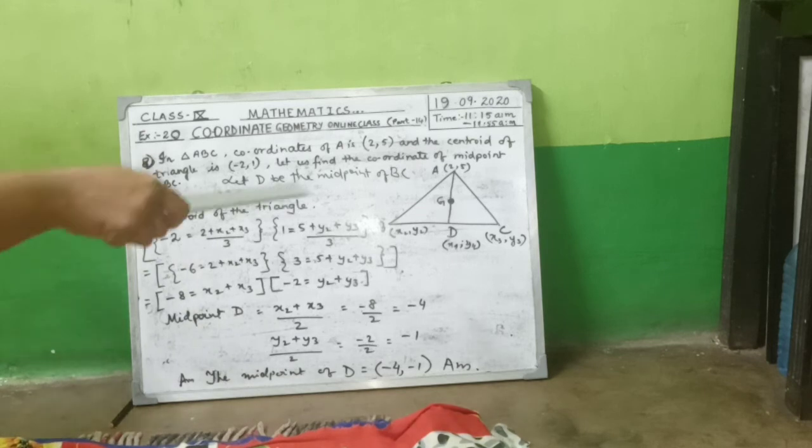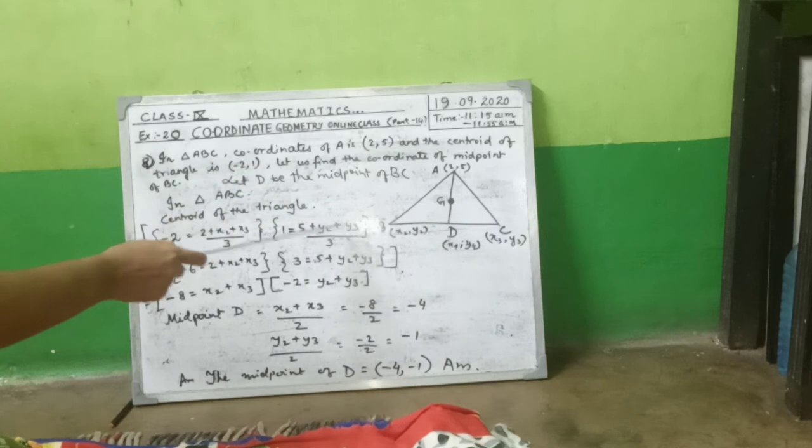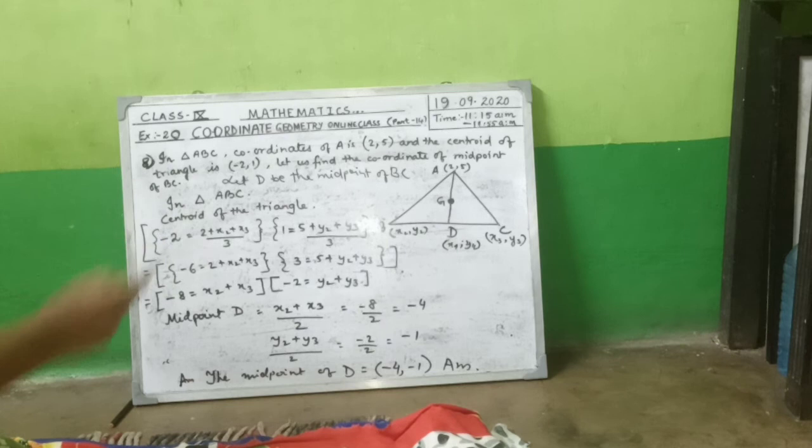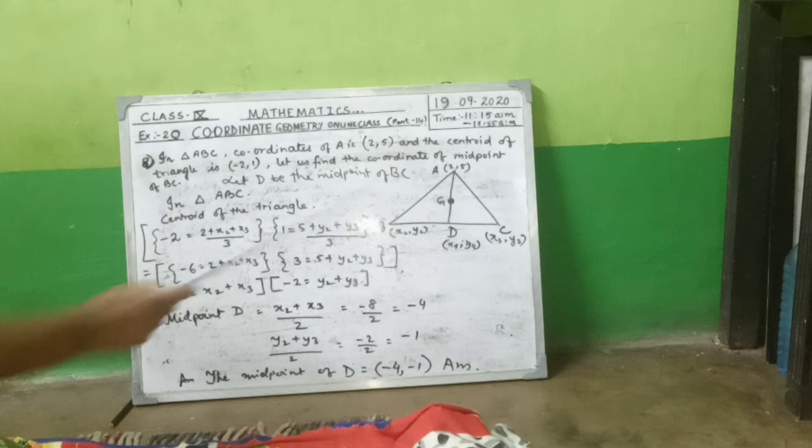Similarly, we will do the ordinate side. The ordinate is given as 1. So 5 plus y2 plus y3 divided by 3 equals 1. Crossing 3 ones are 3, and this 5 when transferred will be minus 5. 3 minus 5 will be minus 2, so y2 plus y3 equals minus 2.